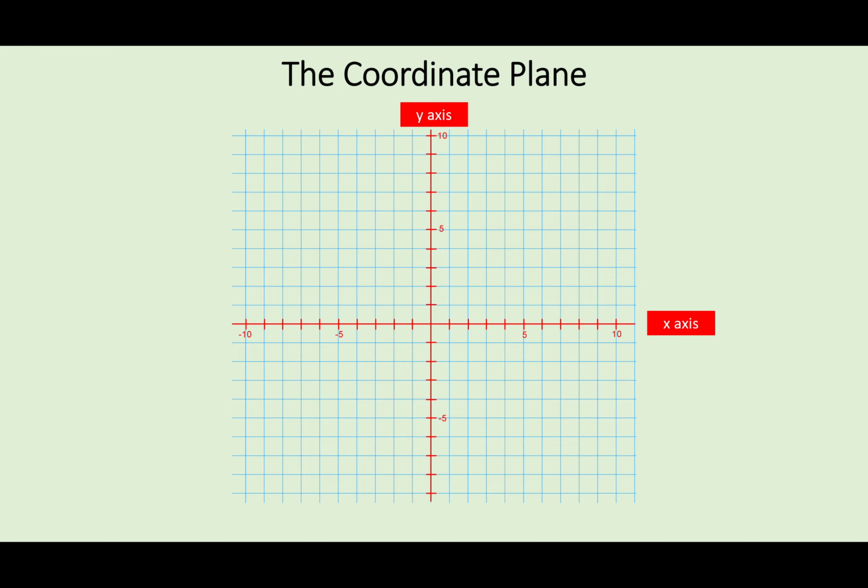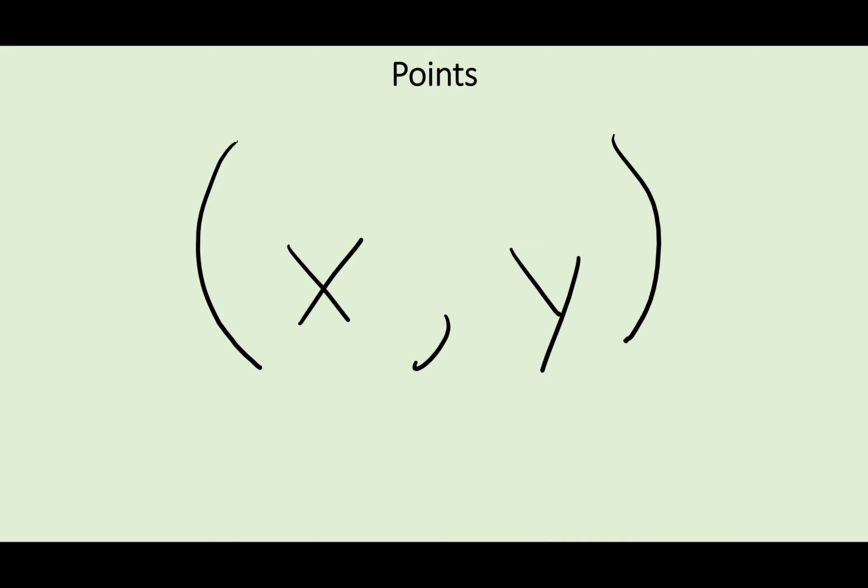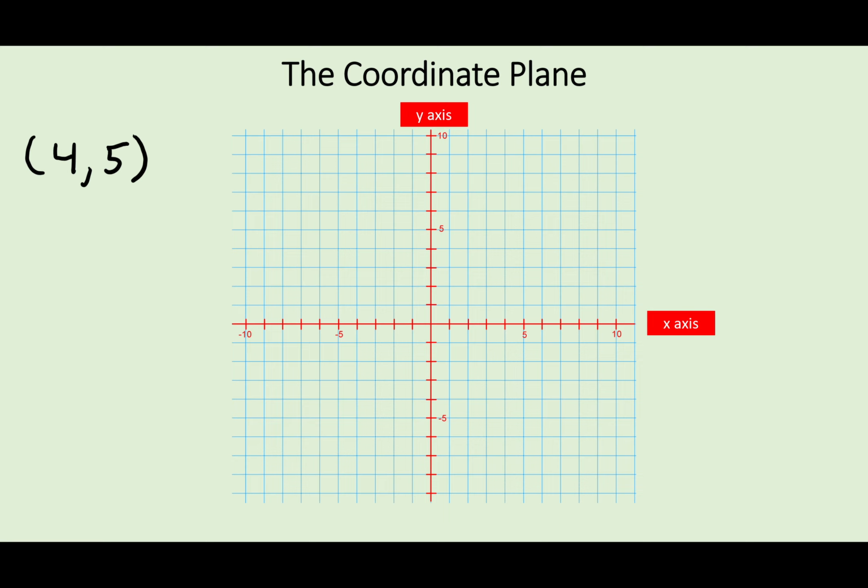Well, you're going to graph things on it based on a series of instructions. These instructions are going to be given to you in the form of a point that comes in the form of x comma y. So x will be the x coordinate and y will be the y coordinate. Pretty straightforward. Let's see how it works. So let's say you're given a point 4 comma 5.